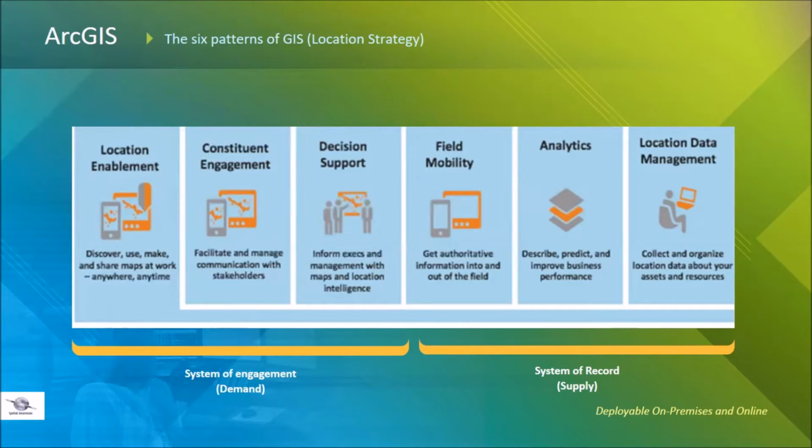So firstly, you have location enablement. And this empowers everyone participating in your GIS platform implementation with self-service capabilities to discover, use, make, and share maps. Secondly, you have constituent engagement, which consists of collating and disseminating information to and from external stakeholders. This process helps the organization engage stakeholders and make more informed decisions.